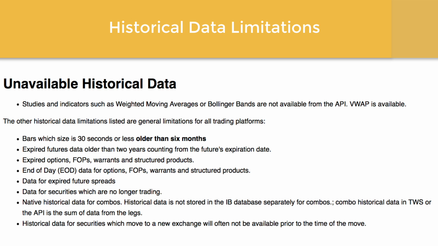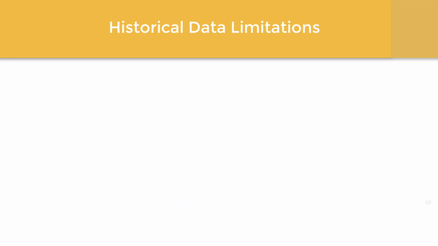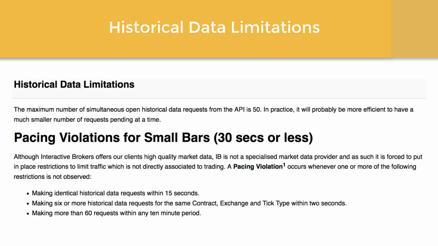When using the function reqHistoricalData, some other important limitations are that if bar sizes of 30 seconds or smaller, say 1 second or 10 seconds, are used with reqHistoricalData, there's a limitation that no more than 60 new requests can be made in a 10-minute period.